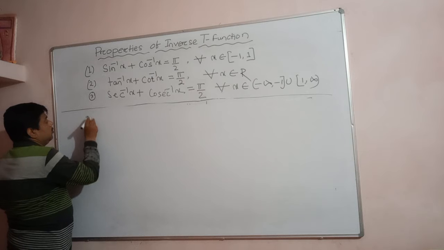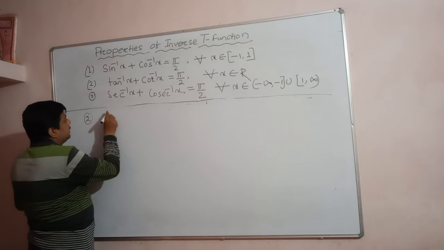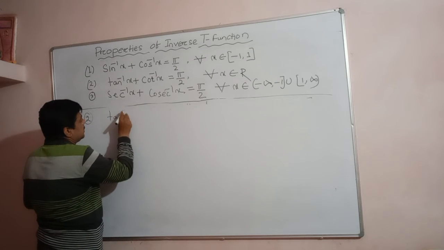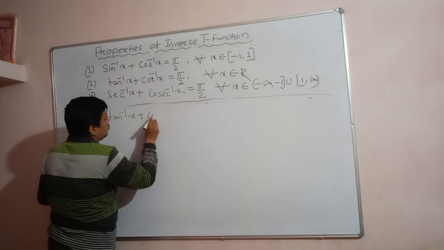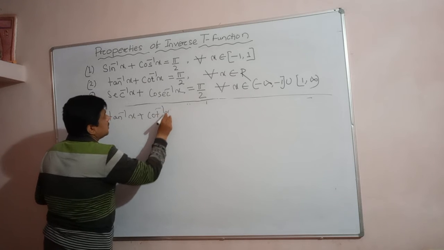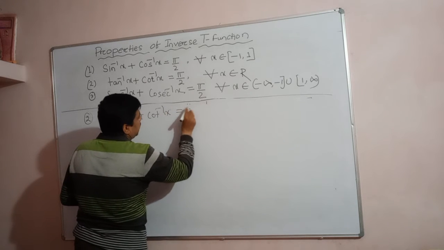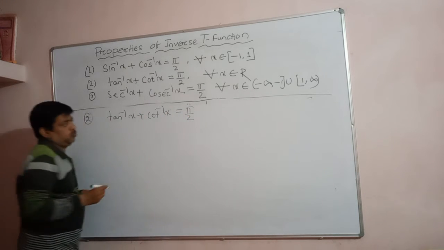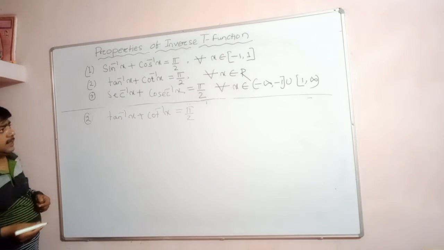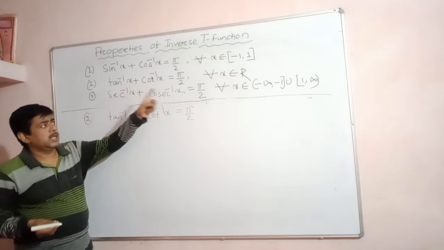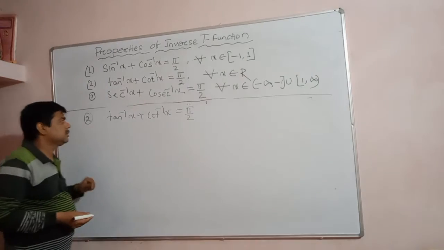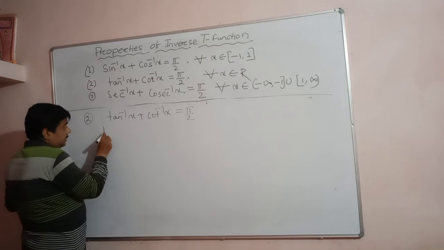So now, what is the second property? Tan inverse of x plus cot inverse of x is equal to pi by 2. Understand? And the domain of the function is x belongs to R, the set of real numbers. And what is the proof?